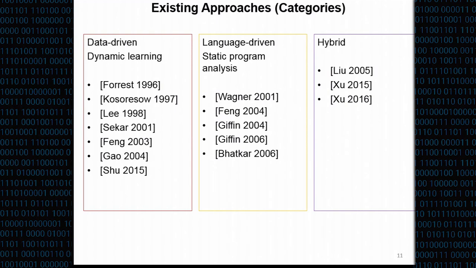Then in 1997, we get the first finite state automata built out of dynamic traces. In 1998, we have the machine learning model proposed by Professor Lee. And in 2001 and 2003, we have finite state automata and pushdown automata models built from dynamic traces. So we do not care about the binary, how the binary is written.